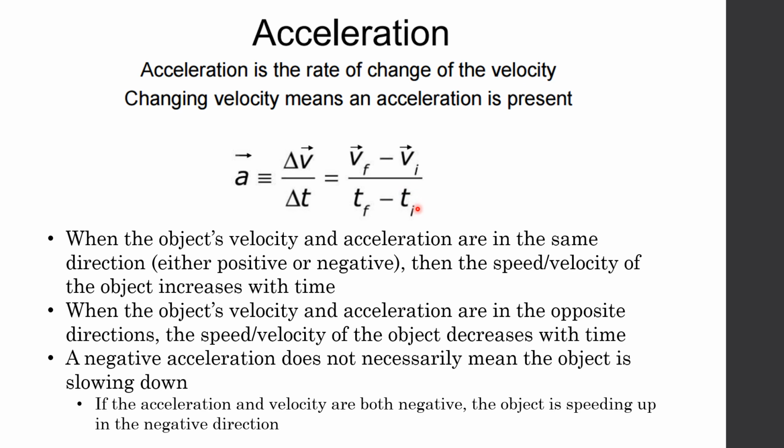So a few things to keep in mind when you're considering acceleration is when your object's velocity and acceleration are in the same direction, it could be either positive or negative, then the speed/velocity of the object is increasing with time. If the object's velocity and acceleration are in opposite directions, the speed and velocity of the object are decreasing with time. And this kind of goes with the first point, but a negative acceleration does not necessarily mean the object is slowing down, because remember, it could be either positive or negative. So if the acceleration and velocity are both negative, then the object is speeding up in the negative direction. So that's all I have for acceleration.